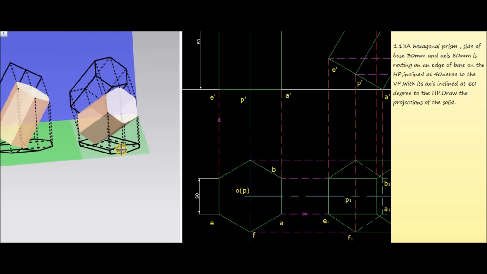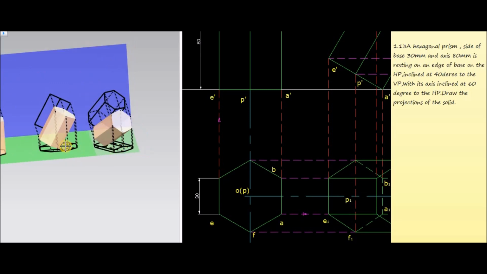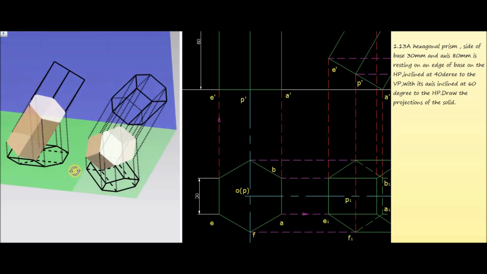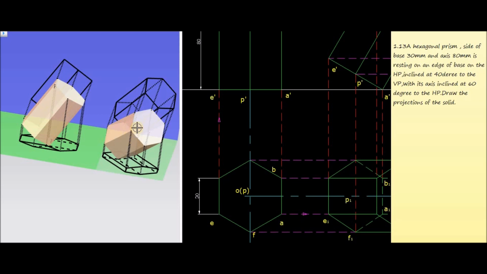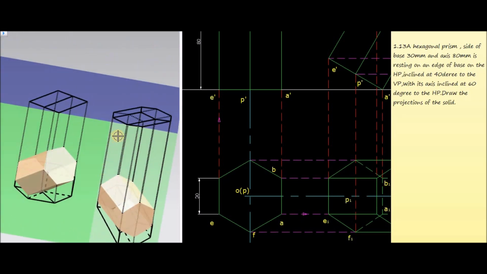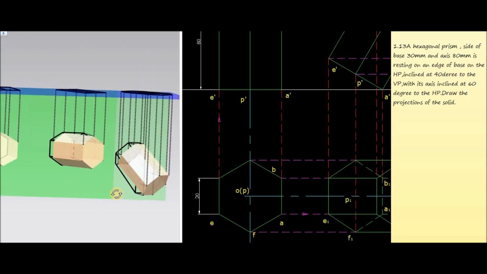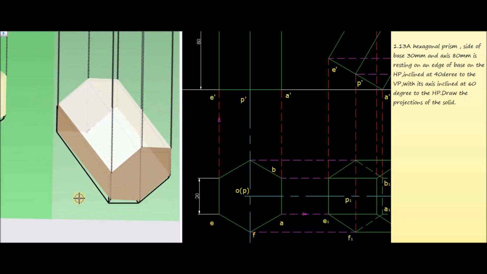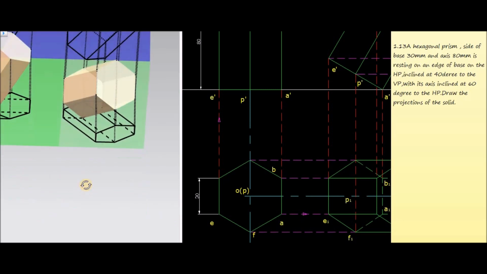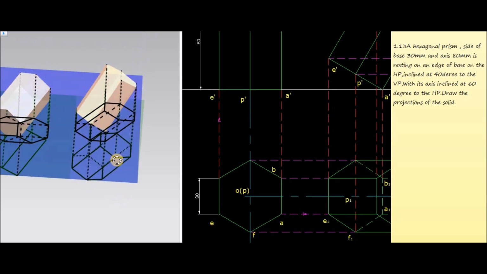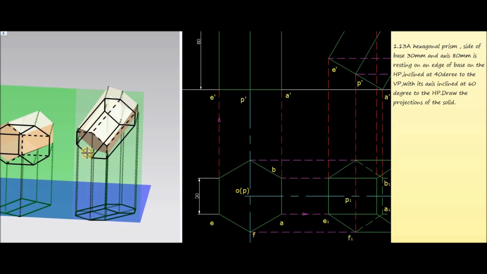inclination to the axis. 60 degree inclination of axis with the horizontal plane. Then again for getting the top view, you have to observe the object from the top side, project the corners to the horizontal plane, then join the corners. So it will be like this. This one represents the final top view.